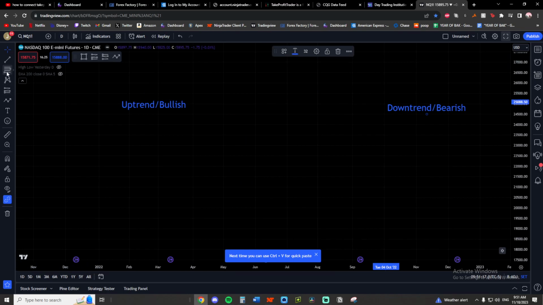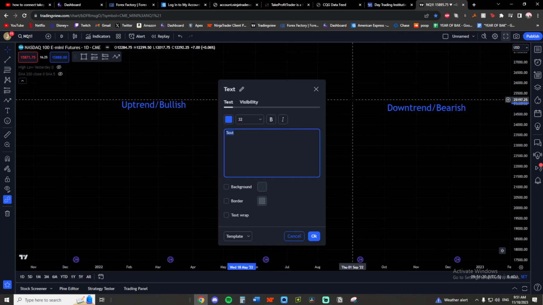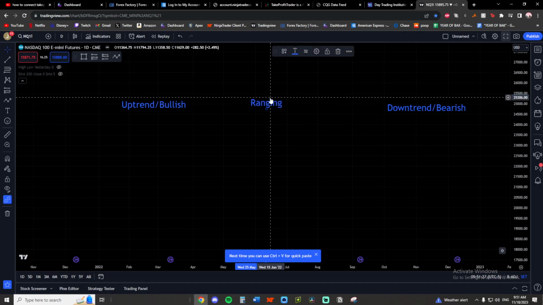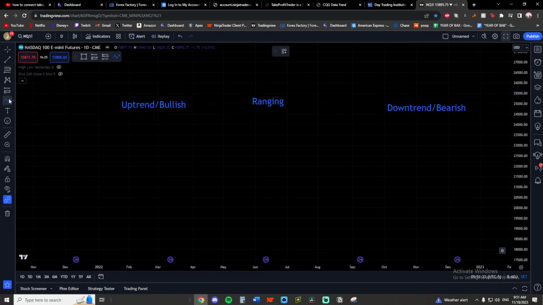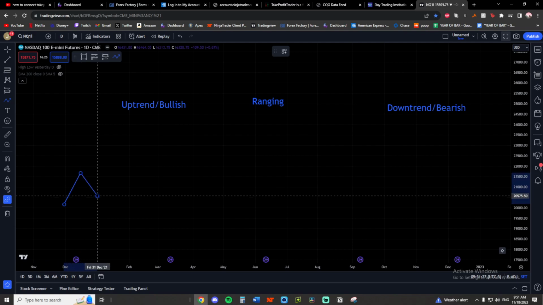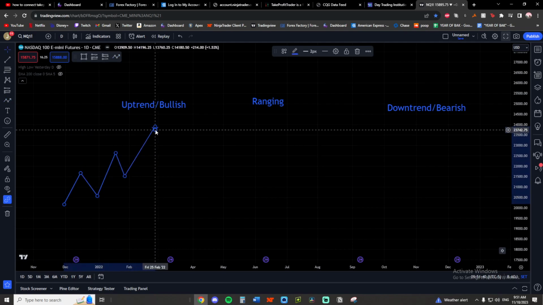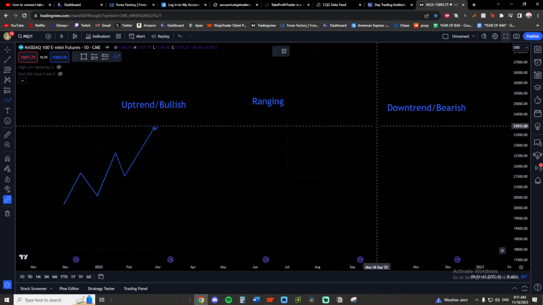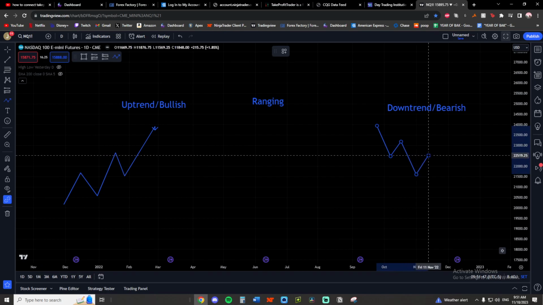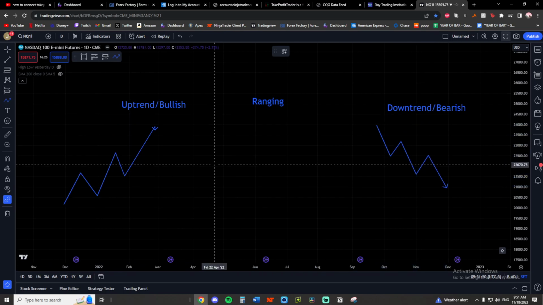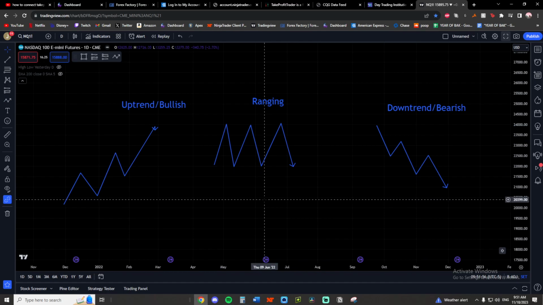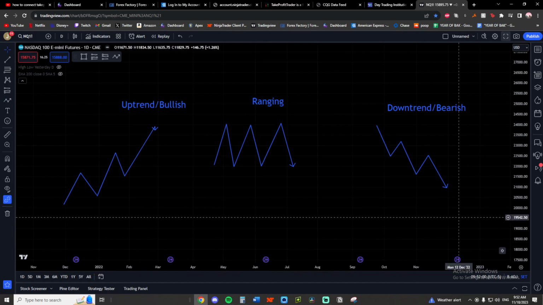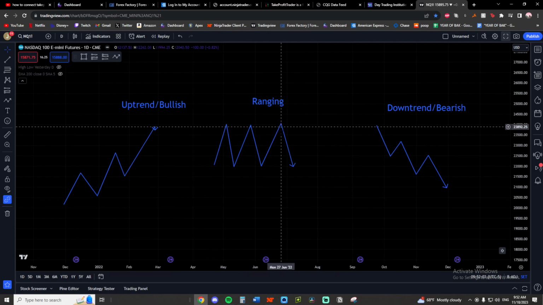And then in the middle, we have what is called ranging. Ranging is when the market is just moving within a range. There's no movement essentially going higher and higher or lower and lower. It's staying within a certain range of price. Just to illustrate, this is what an uptrend looks like, this is what a downtrend looks like, and this is what ranging looks like. As you can see, price is going higher here, lower here, and when ranging, price is really going nowhere. It's just staying within these parameters.